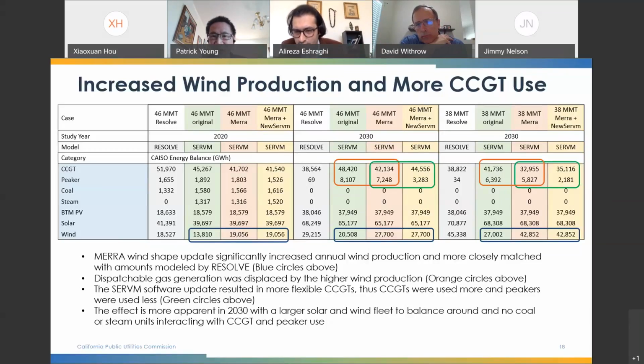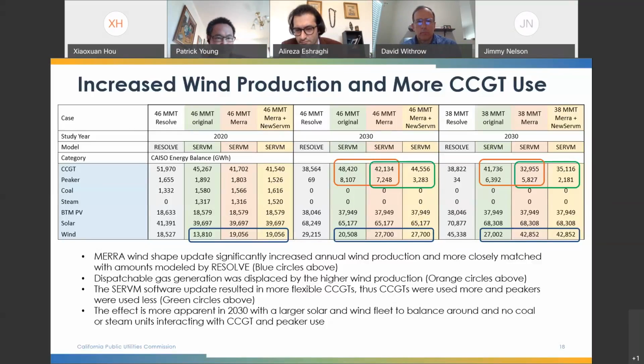This effect is more apparent in 2030 with a larger solar and wind fleet to balance around and no coal or steam units left in the CAISO fleet that would interact with CCGT and peaker use to sort of obscure the pattern observed in 2030.